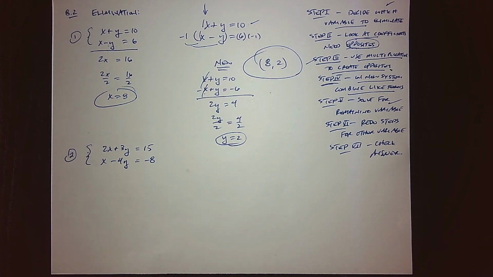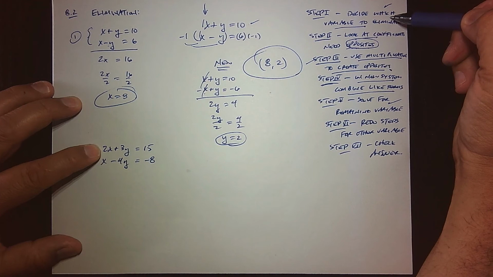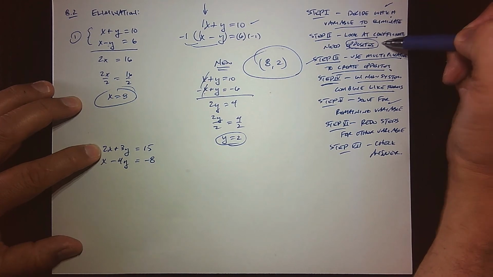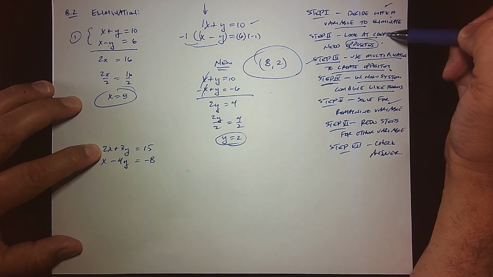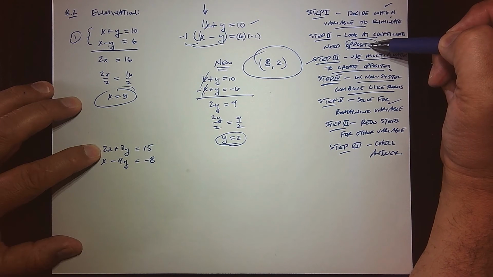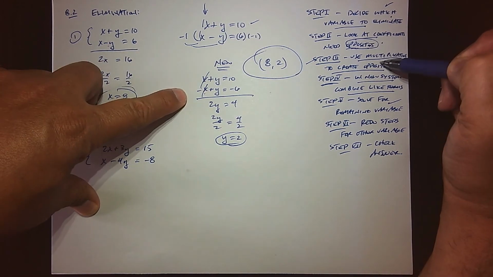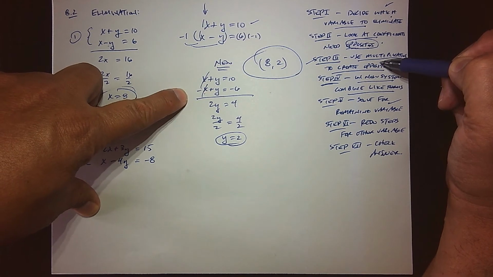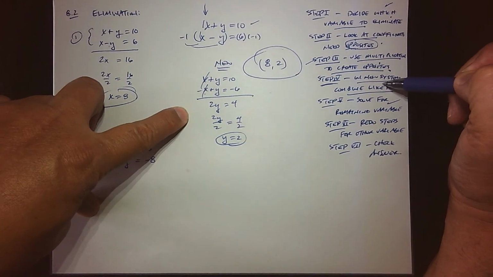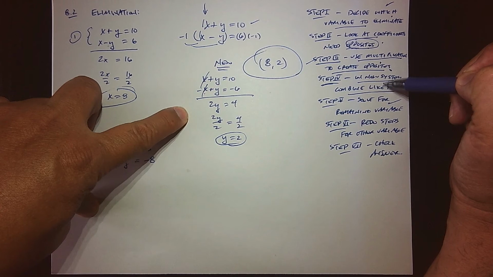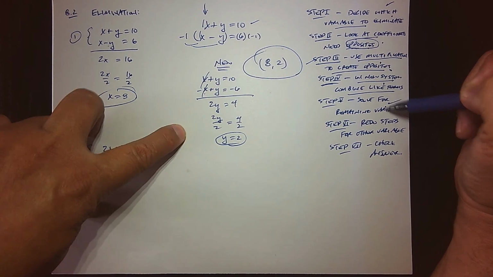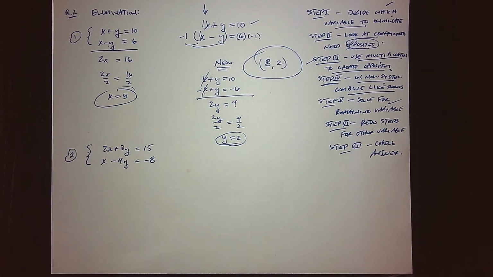And again, the idea is we're going to decide which variable we want to eliminate. We're going to look closely at their coefficients, their number parts. We need them to be opposites. If they're opposites, we can go to work. If they're not opposites, we do a multiplication to create the situation. Once we have our new system, we combine like terms. Things should start to eliminate, solve for the remaining variable, and then basically redo the steps as you'll see in the next example. So there's the game plan.